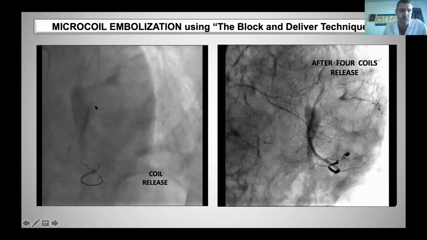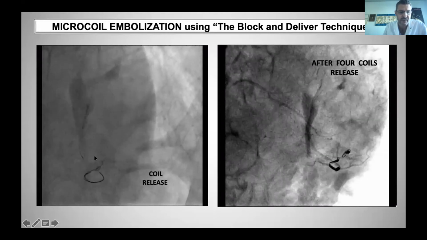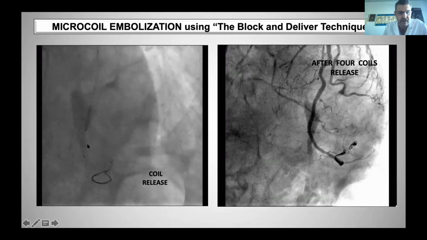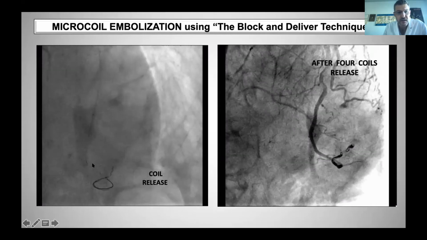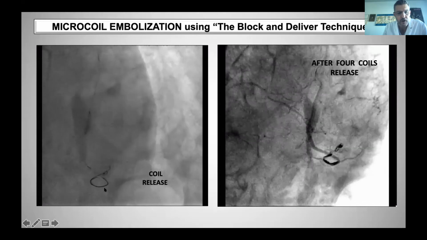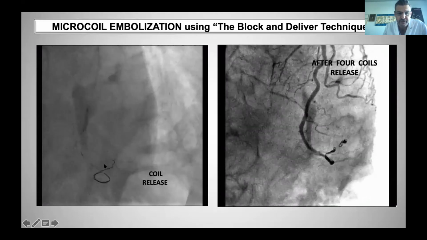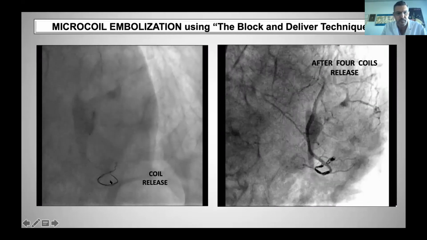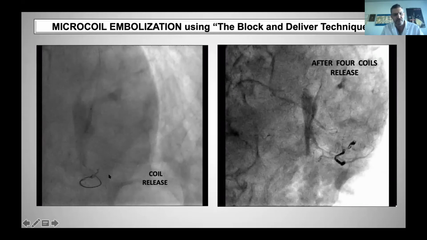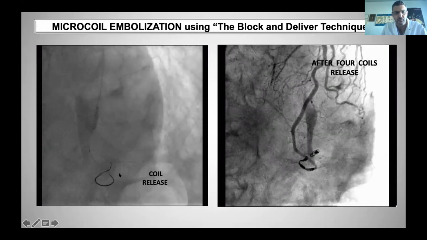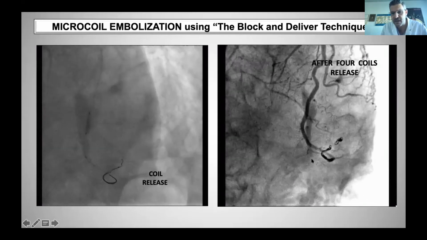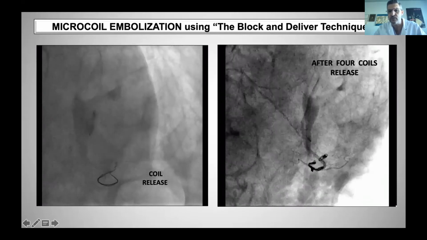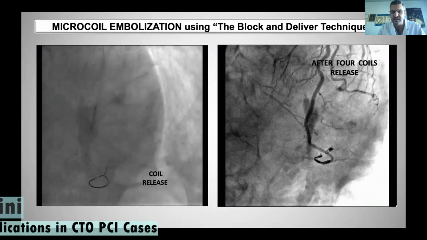We adopted the block and deliver technique. We inflate the balloon. We advanced a microcatheter. You can appreciate here the tip of the microcatheter. Leaving the balloon inflated, a coil was advanced to seal the perforation. After that, you can check from the micro directly with a tip injection the effectiveness of embolization. In case of persistent extravasation, you can deliver a second, a third, a fourth coil until you are sure to achieve a complete sealing of the perforation.